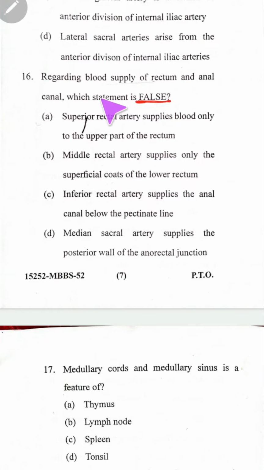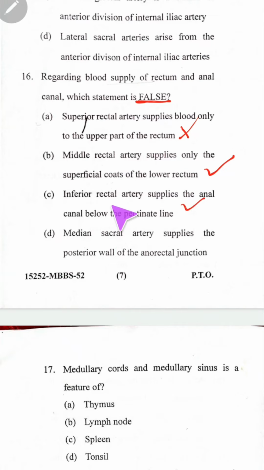We have to find the wrong statement. Superior rectal artery supplies blood only to the upper part of the rectum. This is the false statement; let's see the rest. Middle rectal artery supplies only the superficial course of the lower rectum. This is correct. Remember, it is a superficial supply, and sometimes the middle rectal artery is even not present. It supplies only the superficial layers. Correct. Then inferior rectal artery supplies the anal canal below the pectinate line.